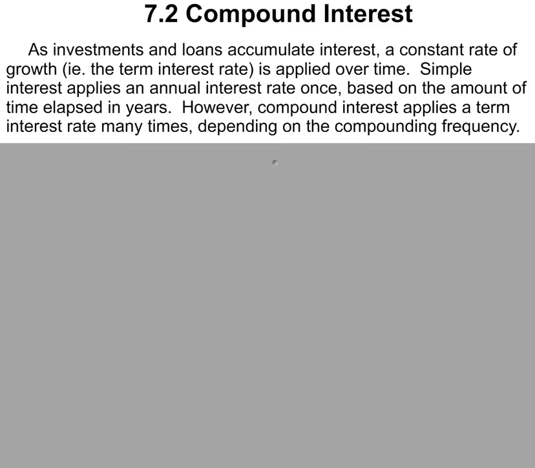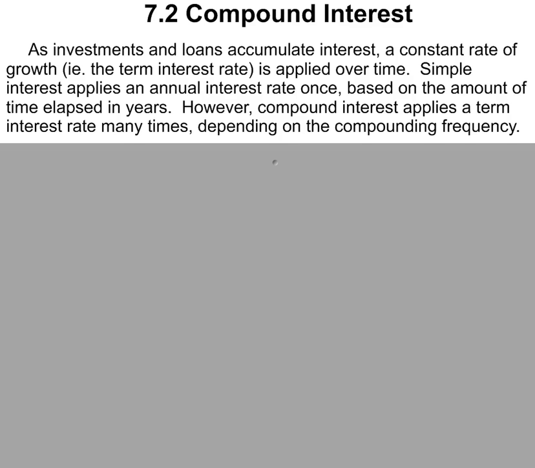Now for simple interest, the term interest rate is the annual interest rate and it's applied once. It's applied once, but the amount of time elapsed in years can certainly vary. But that single interest rate, the growth rate, is applied to calculate the total interest accumulated over that time interval. In compound interest, however, it can compound many times, a term interest rate which depends on the compounding frequency.